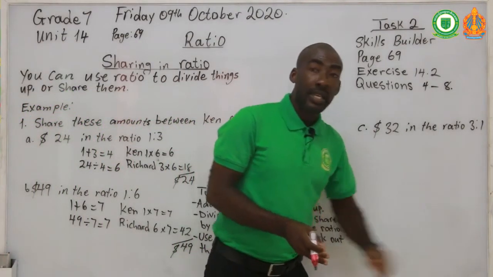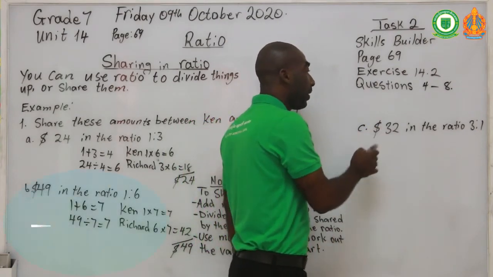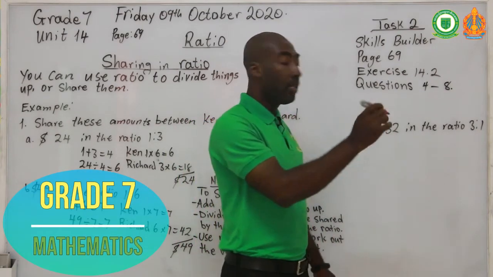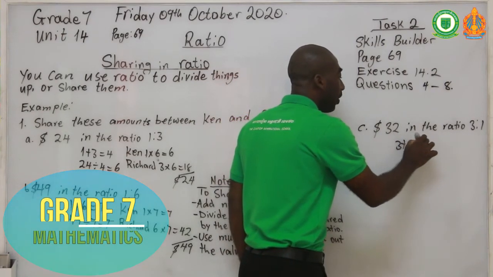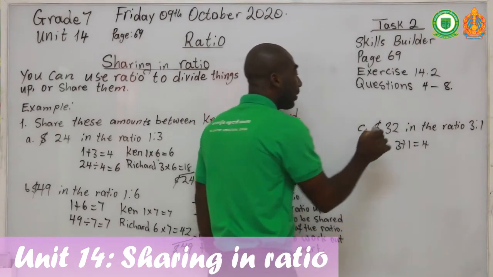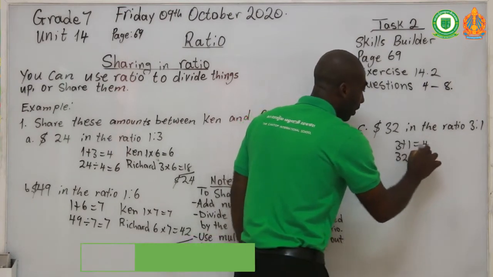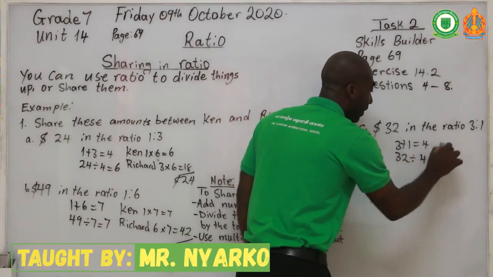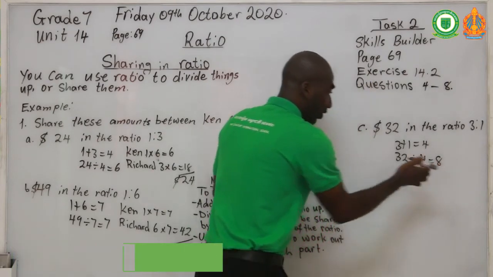Let's look at the last example. They're going to share $32 in a ratio of 3:1. So we need to add our ratio, and that will give us 4. And then the total amount that they are sharing divided by this, that will give us 8. So we know that each unit is 8.